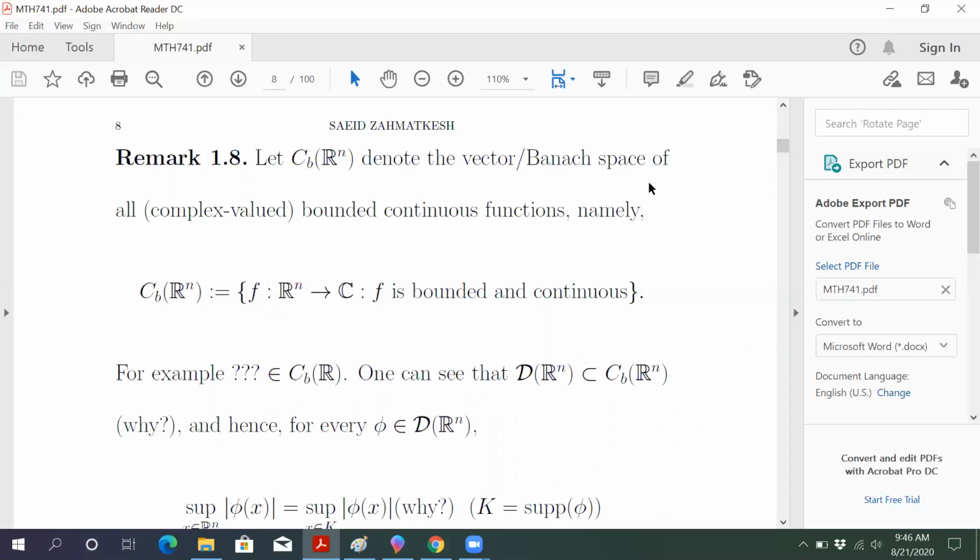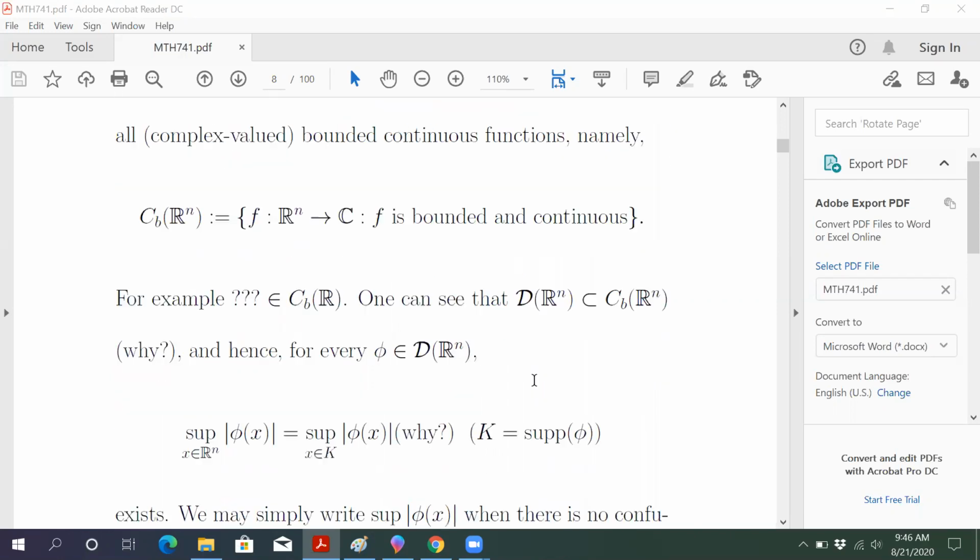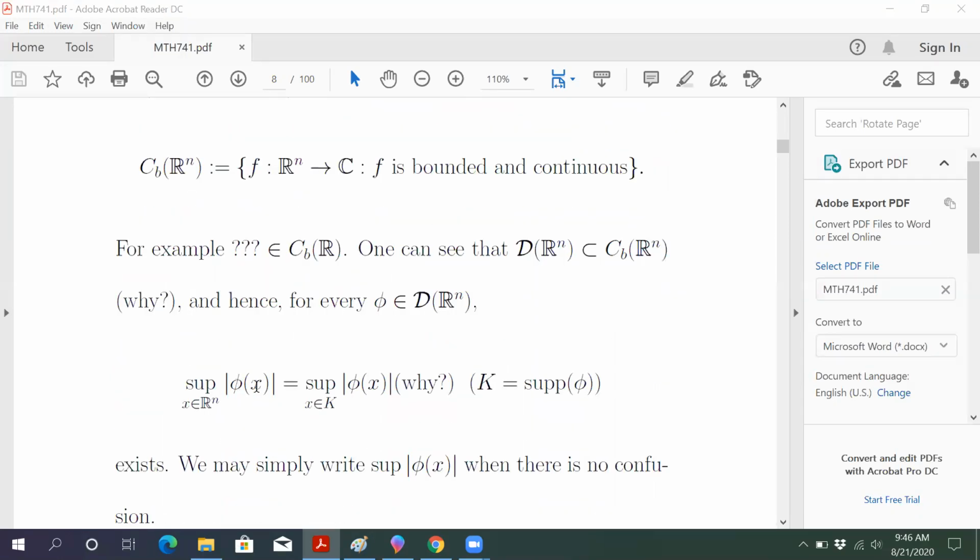The reason is, every test function has a compact support, right? Correct or not? So it means outside a compact set it is 0. Since every test function is continuous, it maps a compact set to a compact set in C, the complex numbers. So it maps compact to compact, and every compact set is bounded, right? So here, phi is a test function, and the supremum of the absolute value of phi(x) on R^n exists. And actually, this supremum equals the supremum on K.